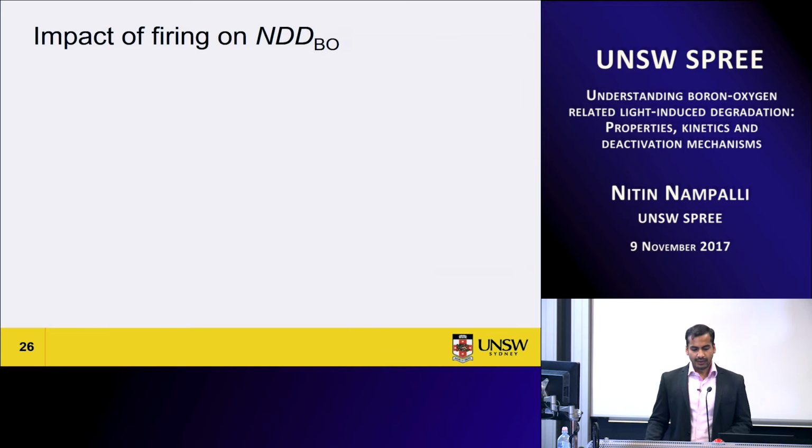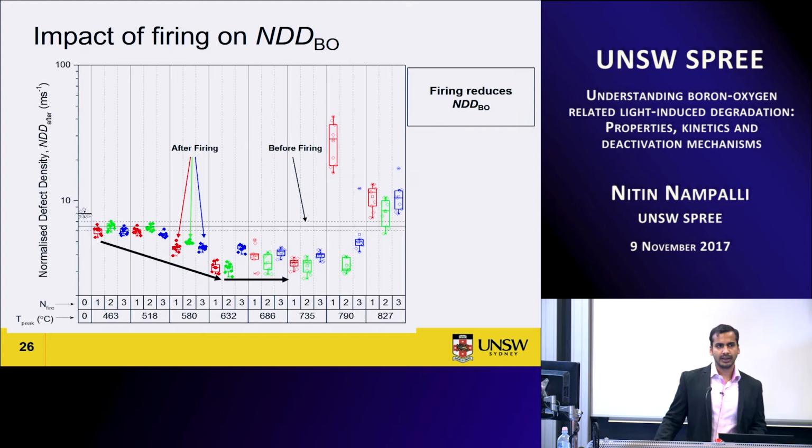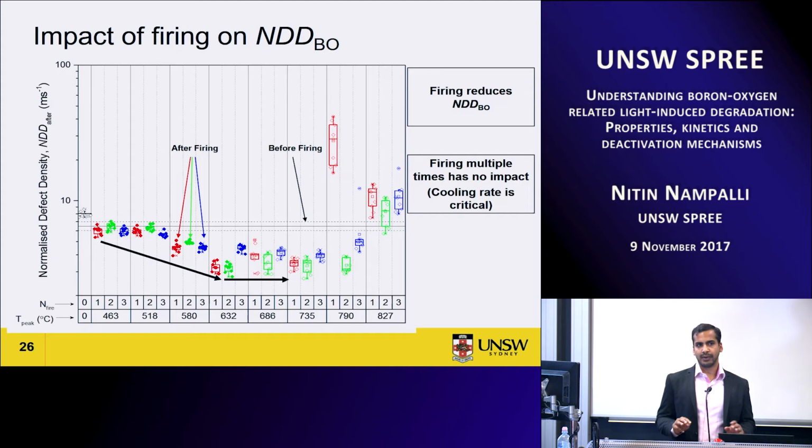So that's the capture cross-section ratio. If we consider now the NDD, the defect density, once again, before firing, the NDD is roughly the same for all wafers, and then after firing, you start seeing this interesting trend. Firstly, for up to about 650 degrees, you see a decrease in NDD due to firing. And if you compare the different colors at a particular temperature, you'll find that there's no significant difference between the two. So firing multiple times doesn't really have an impact on the NDD.